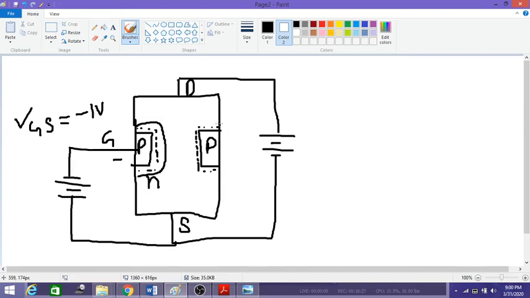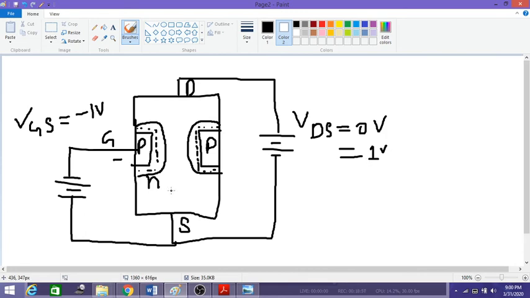Because we connected a negative potential to the gate, rather than having the normal width, the width of the depletion region is increased due to the reverse bias condition. Still we have not applied VDS, so assume VDS is equal to 0 volts. Only the width of the depletion region increased, but there is no flow of current because we have not applied any VDS. Now let us apply VDS equal to 1 volt.